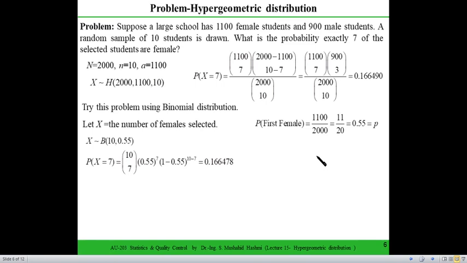So it means for the same problem, if your capital N is large, a relatively large population, you can use the binomial distribution to approximate the same. But obviously this is not the correct representation, and the difference is because in the large group of 1100 female students, the probability is going to change. If the first is female, then the number of females has been reduced. With replacement you have the same probability, but without replacement your probability is going to change. That's why these two results are different.